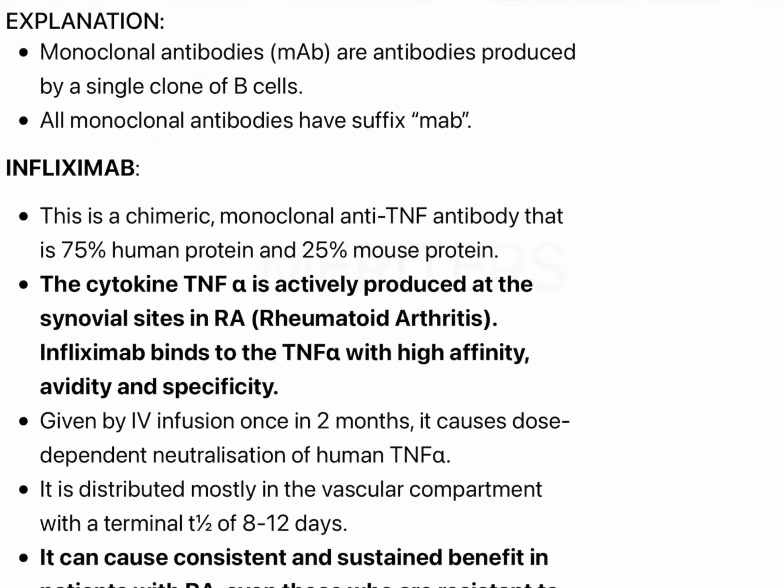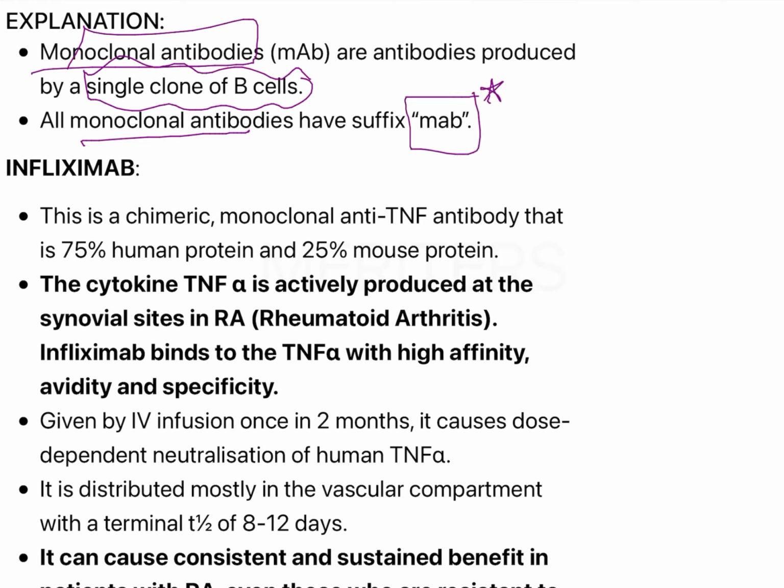Now quickly walking through the key concept. Monoclonal antibodies, what are these? These are antibodies that are produced by a single clone of your defense cells. These are the B cells actually. All monoclonal antibodies are going to be remembered by a suffix mab. So whenever you see mab as the suffix, meaning the last three letters should be mab, you are going to consider it as your what? That is your monoclonal antibody, right?